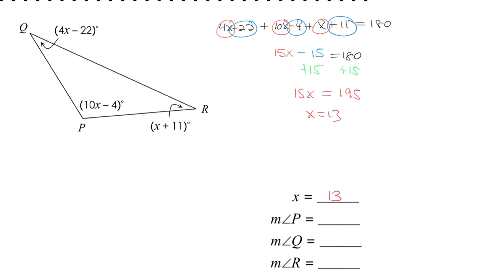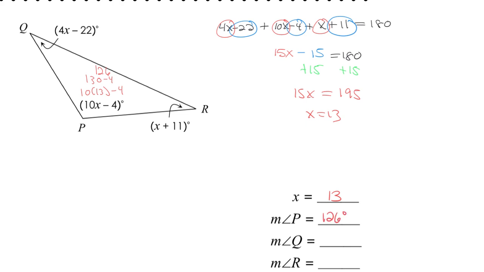So then it says find angle P, angle Q, and angle R. To find angle P, we have 10 times our x, which is 13, take away 4. So 130 take away 4 would be 126. So angle P is 126 degrees.